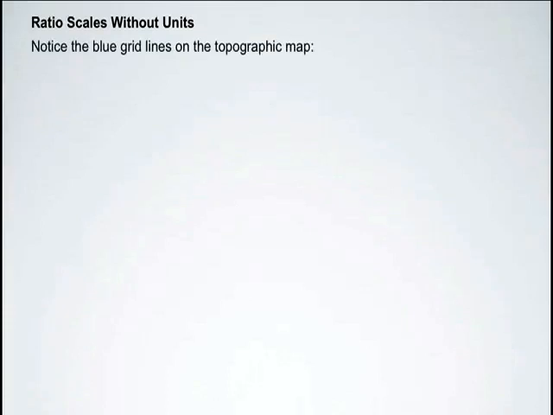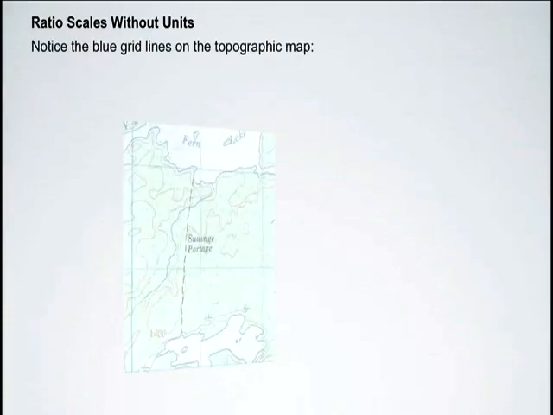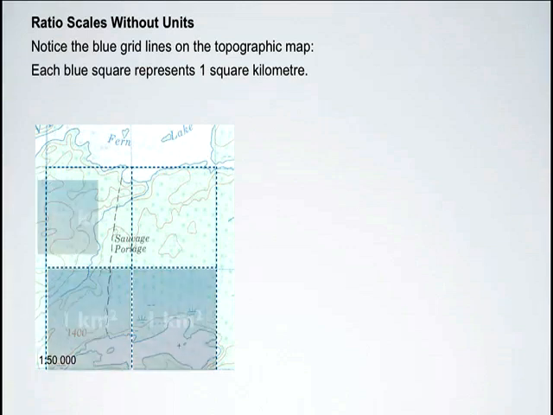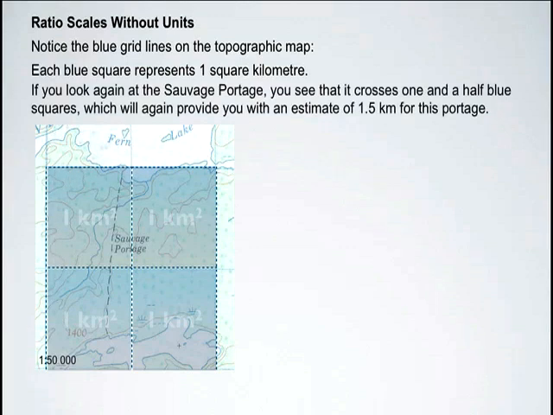If we look at the same map of the provincial park and we notice the blue lines on the map, so the blue grid lines, each blue square represents 1 square kilometer. So that tells us that each square is 1 kilometer by 1 kilometer. If we look at the portage, we can see that it crosses about 1.5 blue squares.